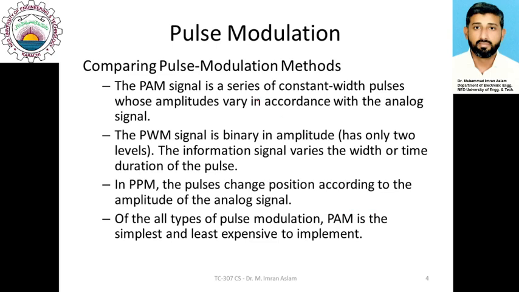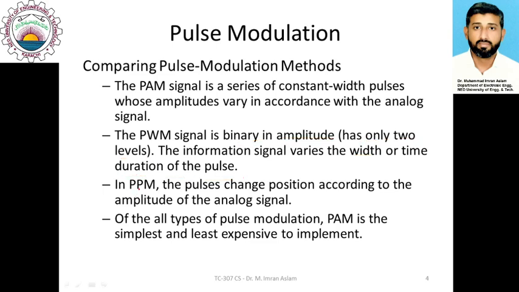So for PM signal, we use a series of constant width pulses whose amplitude varies in accordance with the analog signal. Whereas for the pulse width modulation signal, we use binary amplitude. That is, there are only two amplitude levels. There is high voltage or low voltage, but the width of the pulse depends on the information signal. So the width or time duration of the pulse is changed to represent the information contents.